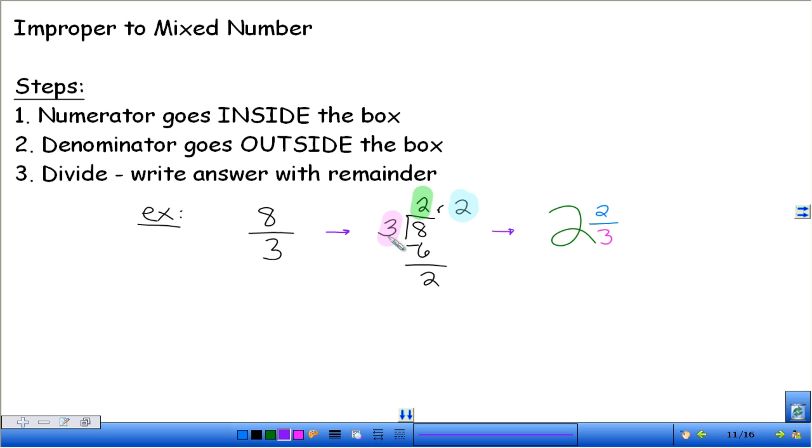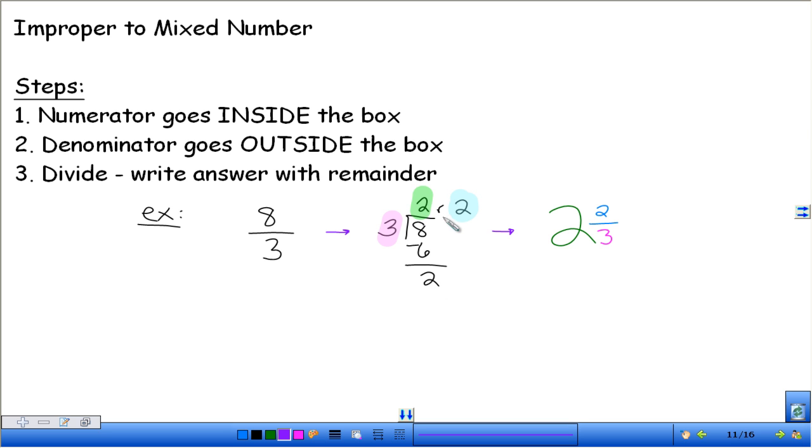That's a pretty simple division problem. So then we go through and we divide and we write our answer with a remainder. So dividing this, how many times does 3 go into 8? 2. So the 2 goes right above it. What's 2 times 3? 6. What's 8 minus 6? 2. Okay, we don't have any more numbers to bring down, so our remainder is 2.